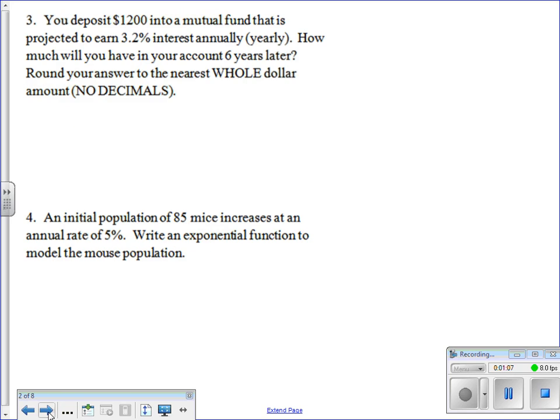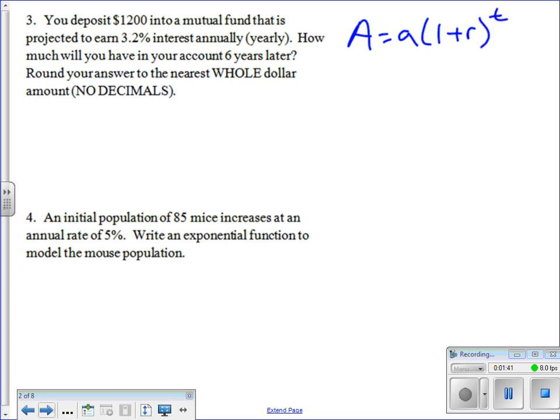Okay, you deposit $1,200 into a mutual fund that is projected to earn 3.2% interest annually. That's yearly, same thing. How much will you have in your account 6 years later? Round your answer to the nearest whole dollar amount, no decimals. The key to this problem: the amount after a particular period of time equals the amount we start with, 1 plus the rate, raised to the t time.